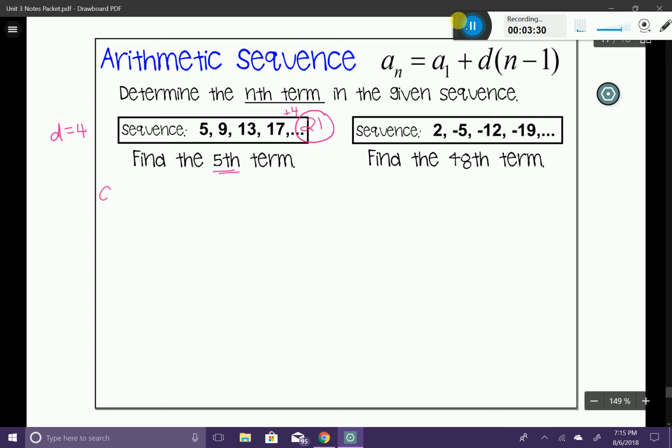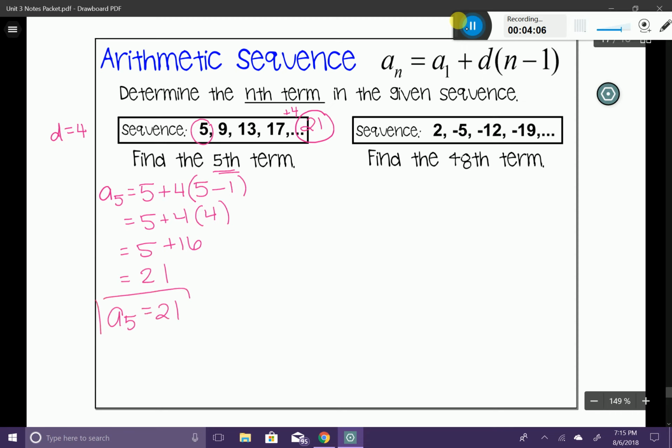I'm going to write a sub 5 because I'm looking for the 5th term. Then let's plug in our a sub 1. The first term in our sequence is 5, so I'm going to write down 5 plus our common difference of 4 times my n, which is the 5th term, minus 1. And now, using order of operations, I'm just going to simplify this down. So you can see that indeed my a sub 5, or the 5th term in my sequence, is going to be 21, which we said it was going to be in the beginning.